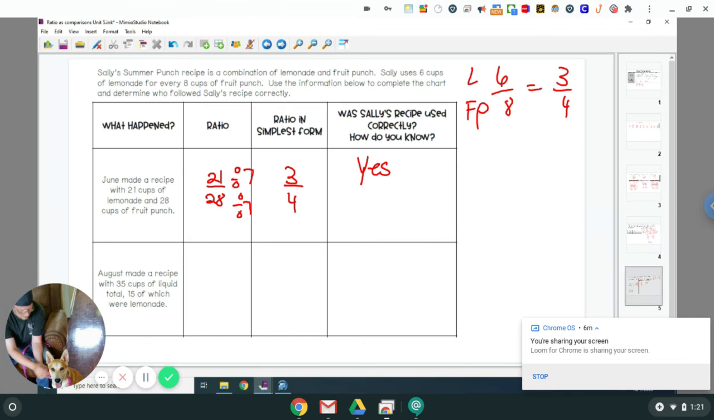August made a recipe with a total of 35 cups of liquid, of which 15 were lemonade. So lemonade is 15, and if there's 35 total, we do 35 minus 15, which gives us 20 cups of fruit punch. So 15 over 20 can both be divided by 5. 15 divided by 5 is 3, and 20 divided by 5 is 4. So it's 3/4. So yes, because they have the same ratio as Sally.